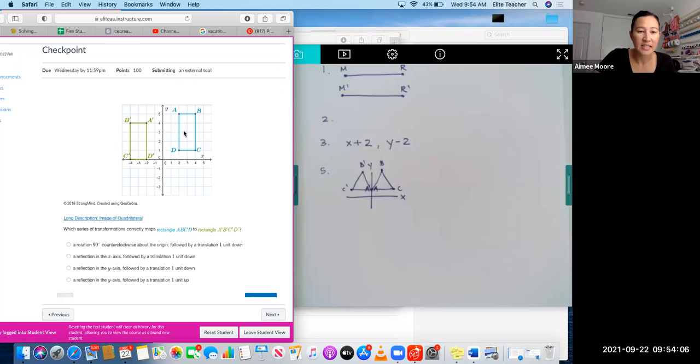Okay, very good. Yes, so we're reflecting it first. So we're flipping it across the y-axis. And then it looks like it moves down 1. So that would be the third option. It's a reflection in the y-axis followed by a translation 1 unit down. So we flip it and then we slide it down 1 unit. Excellent.